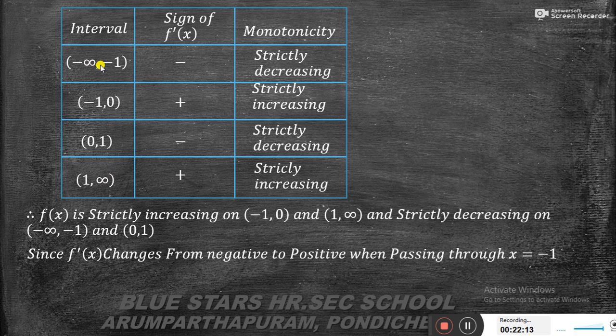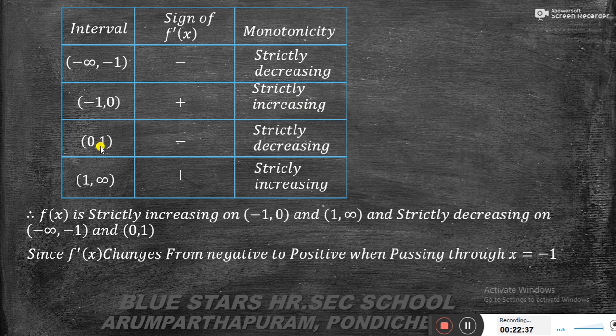I substitute any value from the first interval and get a minus sign in the answer, so it is strictly decreasing. Minus sign means strictly decreasing. Next, I substitute a value from this interval and get the plus sign in the answer. So here I write plus. Plus means strictly increasing.